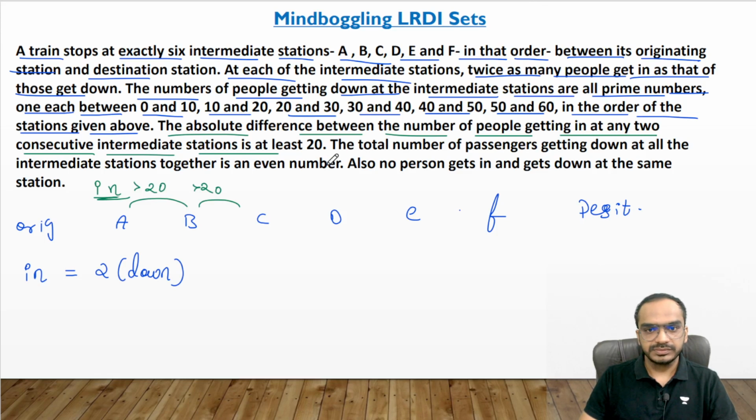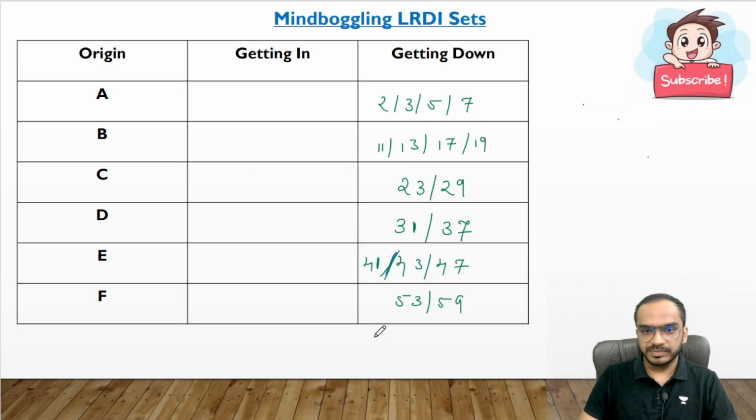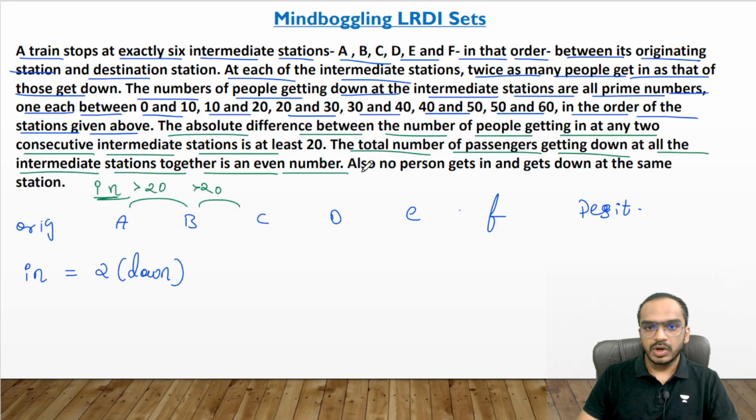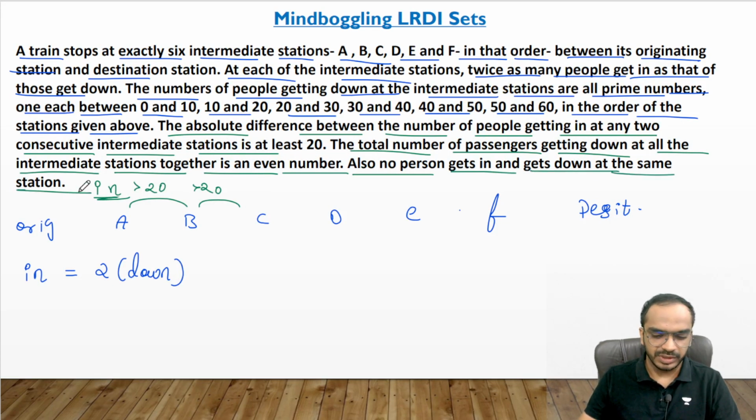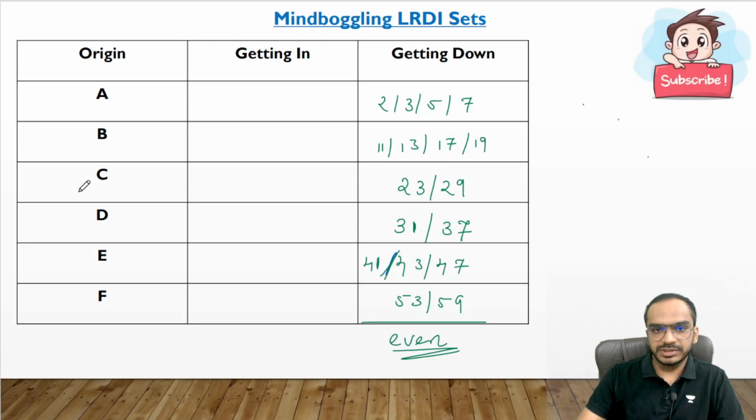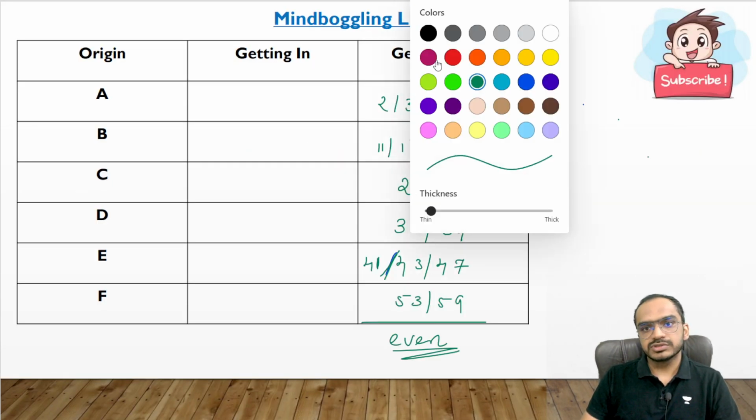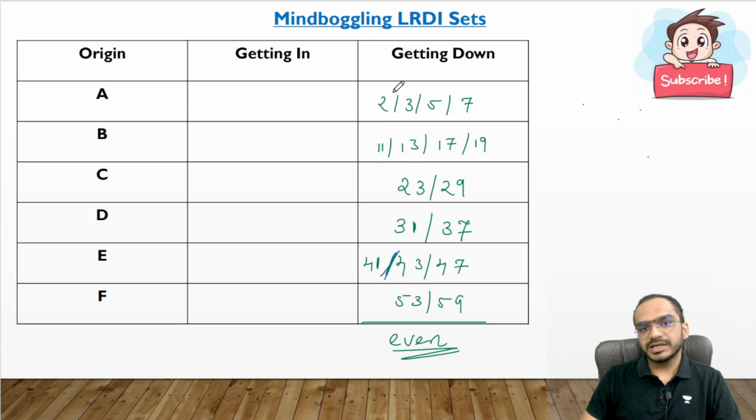The total number of passengers getting down at all the intermediate stations together is an even number. Are we clear with this? Also, no person gets in and gets down at the same station. Obviously, who would board at the same station? So let's have a look at what the question is asking. We know that the number of people getting in is twice the number of people getting down, so it is 2.